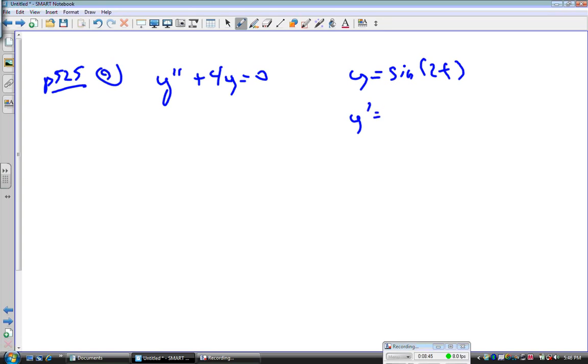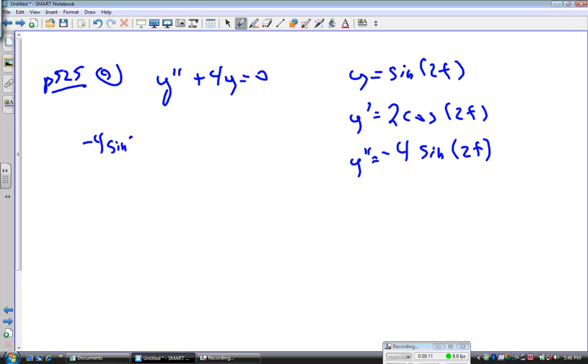Well, what is that? Y prime is going to be, let's see, the derivative of sine of u is cosine u du, chain rule. And double prime, the derivative of cosine is negative sine, cosine u is negative sine u du, another 2 times the 2 there is that. So if I plug this in, y double prime is negative 4 sine of 2t plus 4 times sine of 2t.